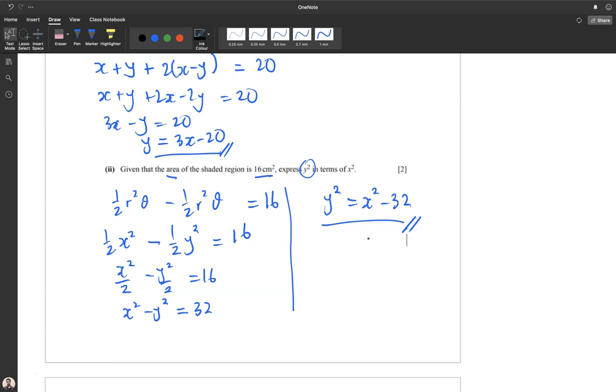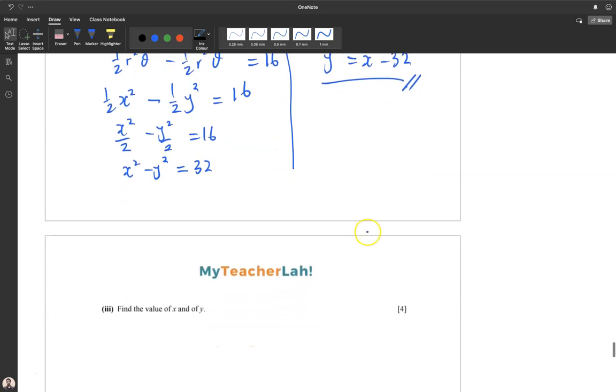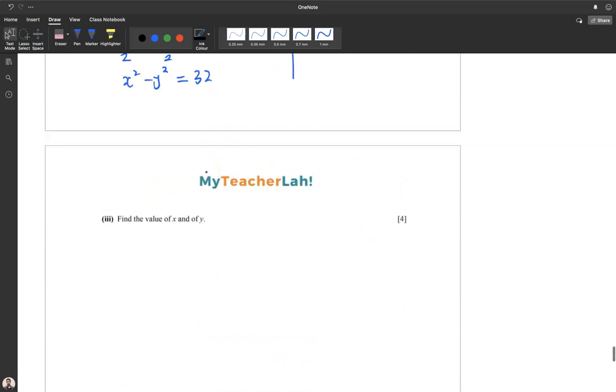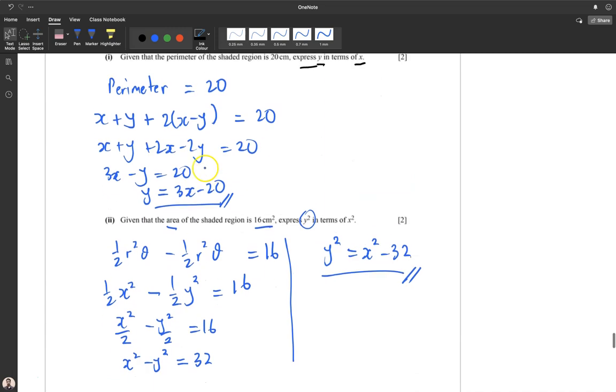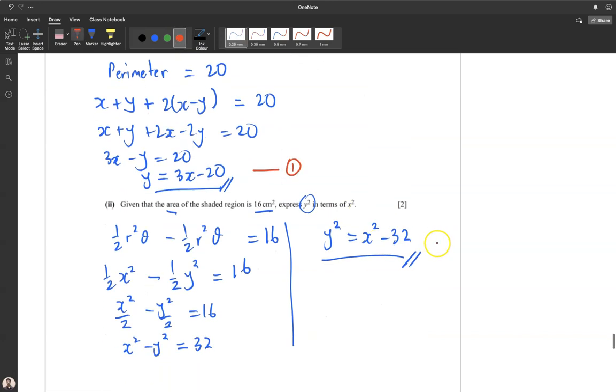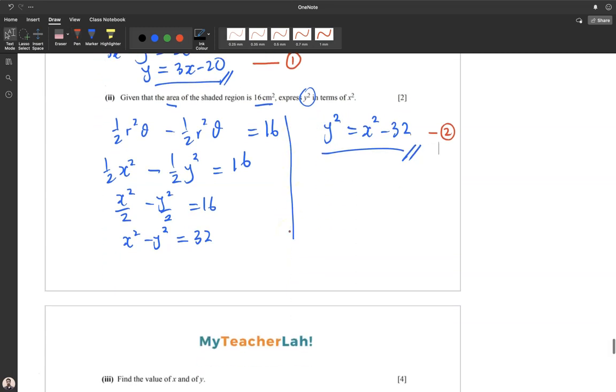Okay, I think we have one last part of this question. Now, find the value of x and y. So you are supposed to find x and y. How do we do it? We know that we have two equations. Assume that this is equation number 1 and this is equation number 2. What we need to do is remove either x or y. But it's quite easy. I can just substitute this entire thing into y squared. So I'm going to do just that.